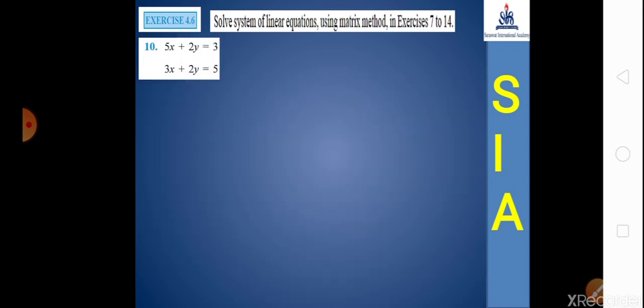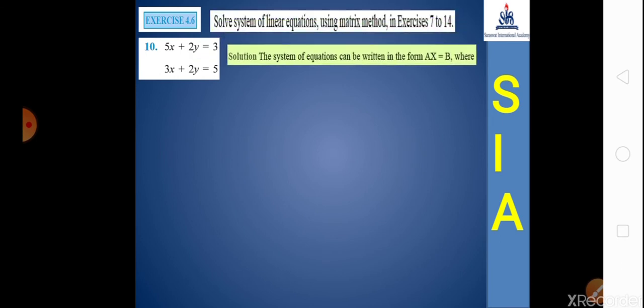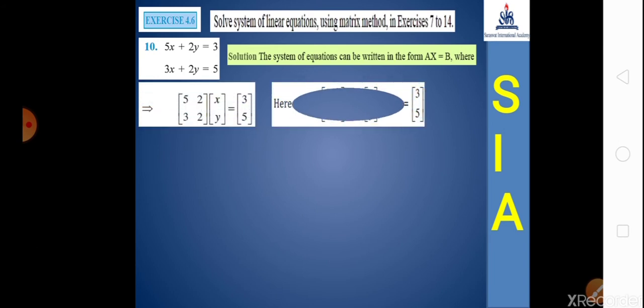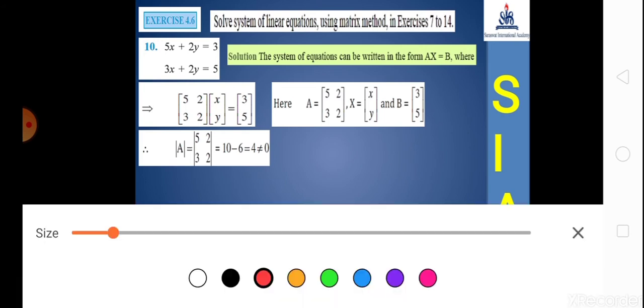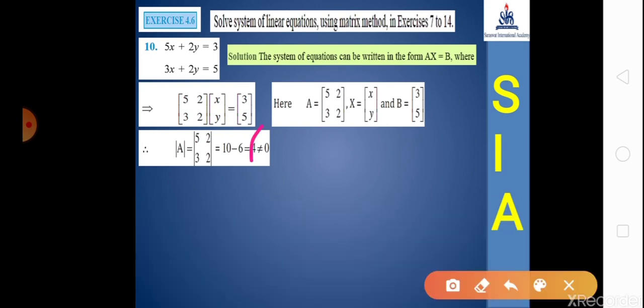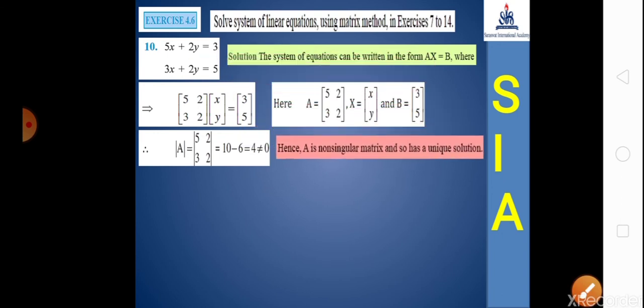In the 10th one, the same type of question: 5x plus 2y is equal to 3, 3x plus 2y is equal to 5. So in the solution, the system of equations can be written in the form of AX = B, where we identify A, X and B. Now I check the determinant of A. In these sums the determinant of A is never 0, then you can say the solution exists. This must be checked as non-zero. Okay, so my answer is non-zero. So A is a non-singular matrix and so a unique solution exists.